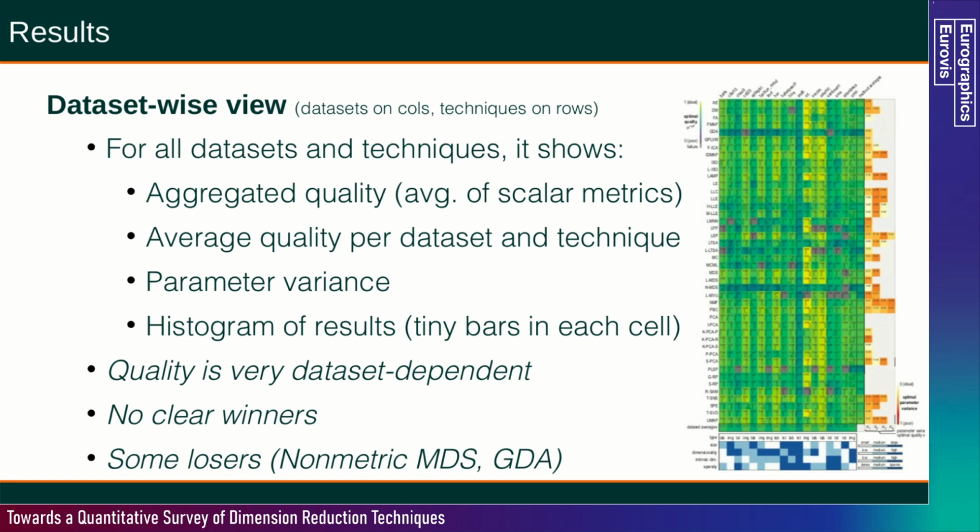If you have large bars on the right, it means that most of the time the quality was good in that case. So what can we infer from this? Well, quality is very dataset dependent. We don't see a technique that is good for everything. So we have no clear winners in terms of techniques. But we have some clear losers like non-metric MDS and GDA, which you can notice by the dark green rows in the heat map.